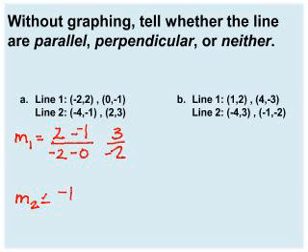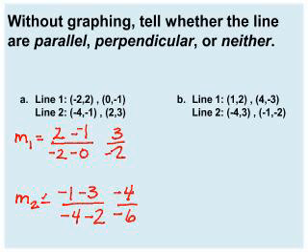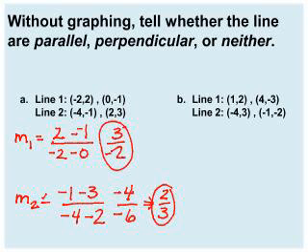So I have -1 minus 3 over -4 minus 2. That gives me -4 over -6. Again, a negative divided by a negative is positive, so that would reduce to 2/3. If I take a look at these very carefully, they are opposites because this one is positive and this one is negative, and the reciprocal of 3/2 is 2/3. So these two lines are perpendicular. So example A, the lines are perpendicular.